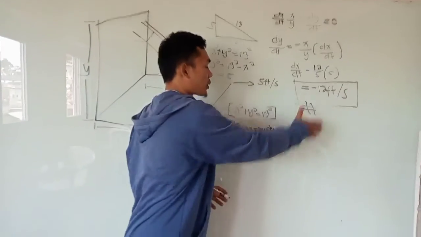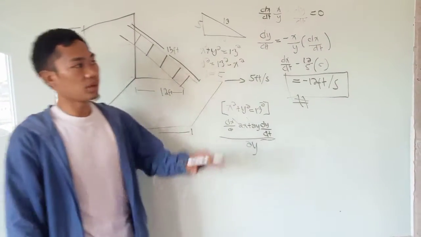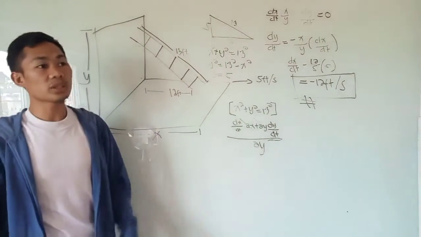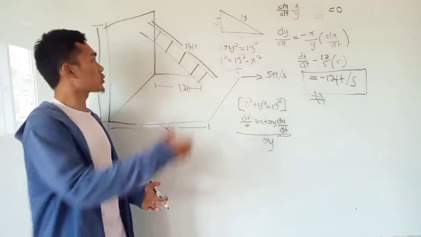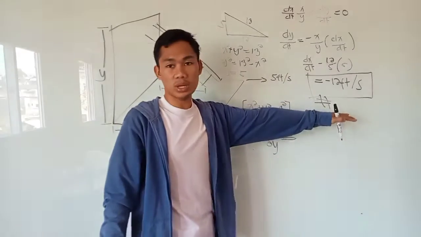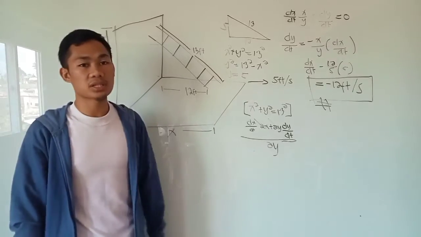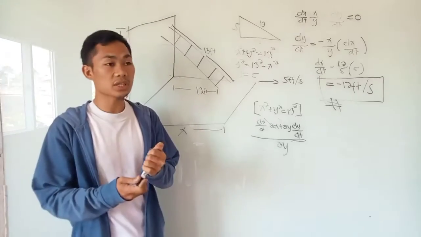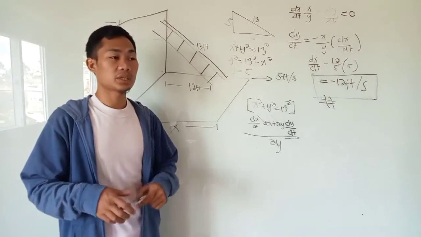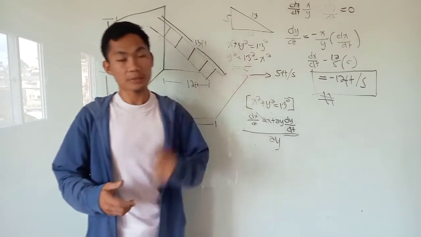Now, this is our concern: in this ladder problem, we have the system of this ladder, and its base is changing. So what is its effect to the top? It is also changing at a constant rate. So we have negative 12 feet per second. As you can see, we applied differential equation. That is why differential equation is very important. We can solve even difficult problems by applying differential equation.